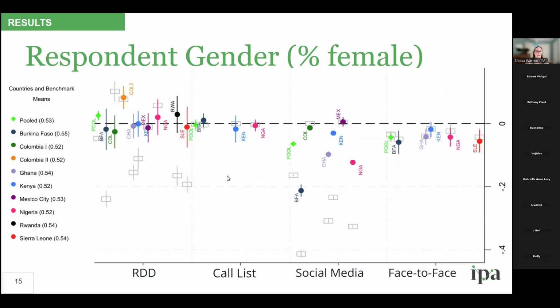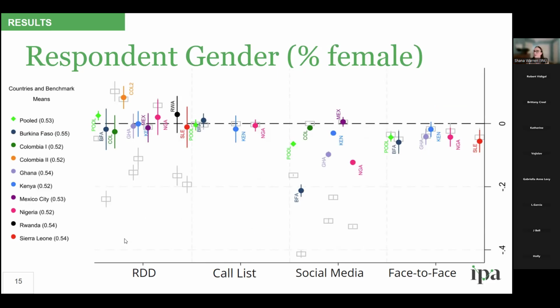Taking these to see each individual study from each country in the sample, we can see sort of the full range. We've sort of flipped it around here. We've grouped all the RDD studies on the left, the call lists, then the social media, Facebook study, and then face-to-face. And you see that these gray boxes for RDD and social media start out really far away, and we do kind of all right in the adjustment. We're getting a lot closer to zero.